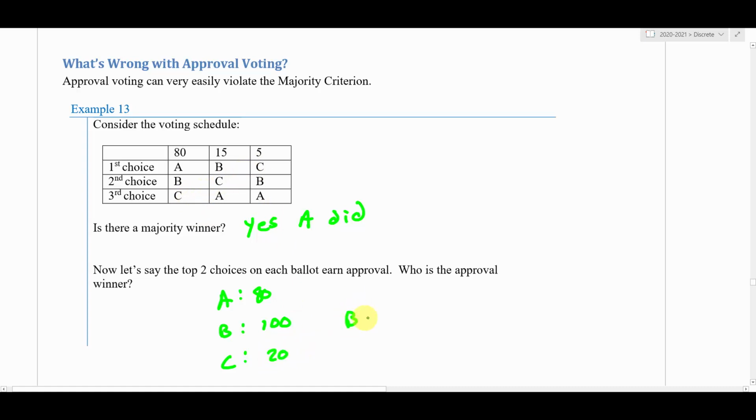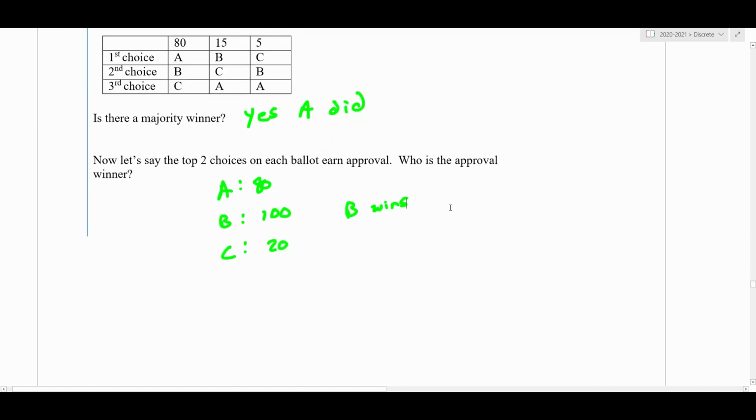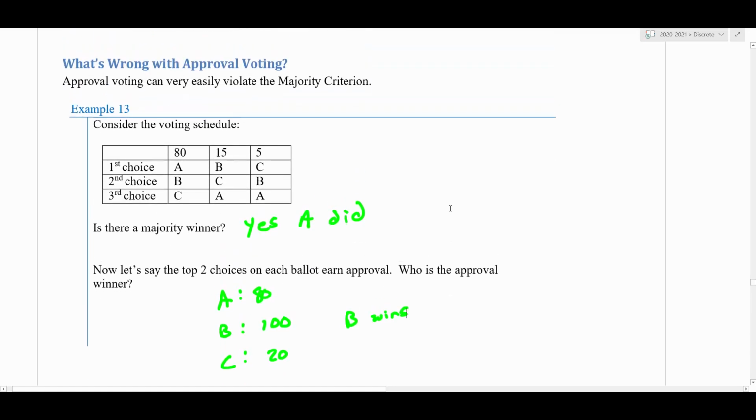And in this scenario, if we went with an approval vote using that type of method, B wins, even though A had a majority. So it violates that majority fairness criterion that we had discussed earlier. All right, so that's one of the known issues with approval voting.